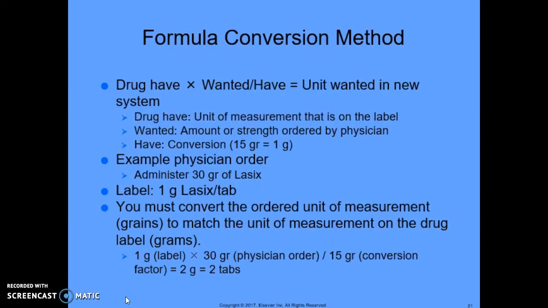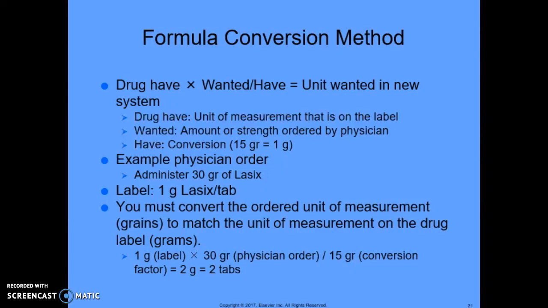So let's look at another example, and this is coming from your book. The way they're setting it up is drug have times drug wanted divided by have equals the units wanted in the new system. The drug have is the unit of measurement that is on the label, what we also call the drug on hand. Wanted is the amount or strength ordered by the physician, what we also call doctor ordered.